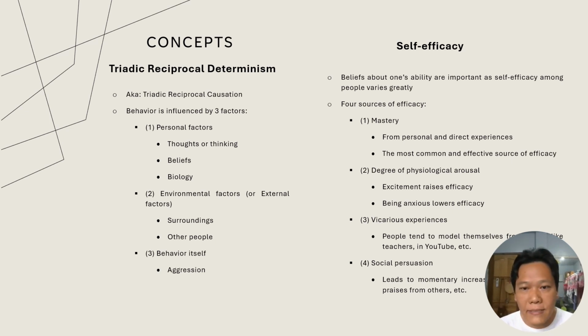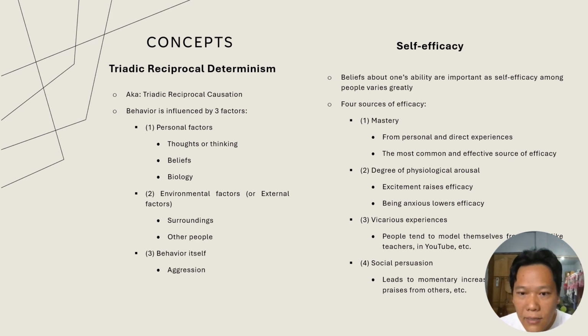So in self-efficacy, there must be a sort of mastery from personal and direct experiences. The most common and effective source of self-efficacy is, of course, this one, the mastery. And we have the degrees of physiological arousal. The excitement raises efficacy. Seeing anxious excitement actually helps us because it gives a better efficacy. Well, if we are anxious and we are afraid all the time, it actually lowers our self-efficacy.